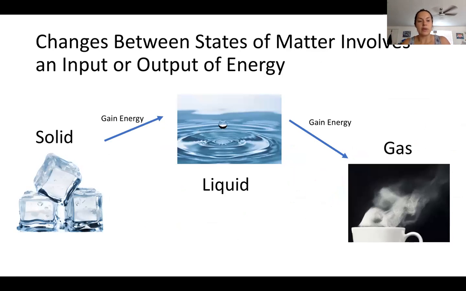Okay. So when we're going from a solid to a liquid, we have to gain energy, usually in the form of heat. If we're going from a liquid to a gas, we're going to boil water, and we also gain energy in the form of heat. If we're going the other way, from a gas to a liquid, heat is lost, energy is lost. And going from a liquid to a solid, energy is also lost, again in the form of heat.